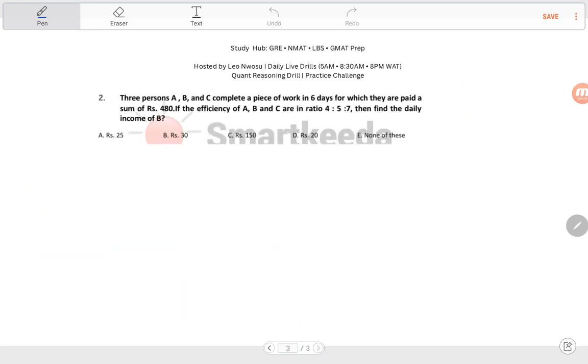So another ABC type of question. But this time around we are told that ABC complete a piece of work in 6 days, for which they are paid a sum of 480 rupees. So in one day will now be 480 divided by 6. 480 divided by 6 is 80.